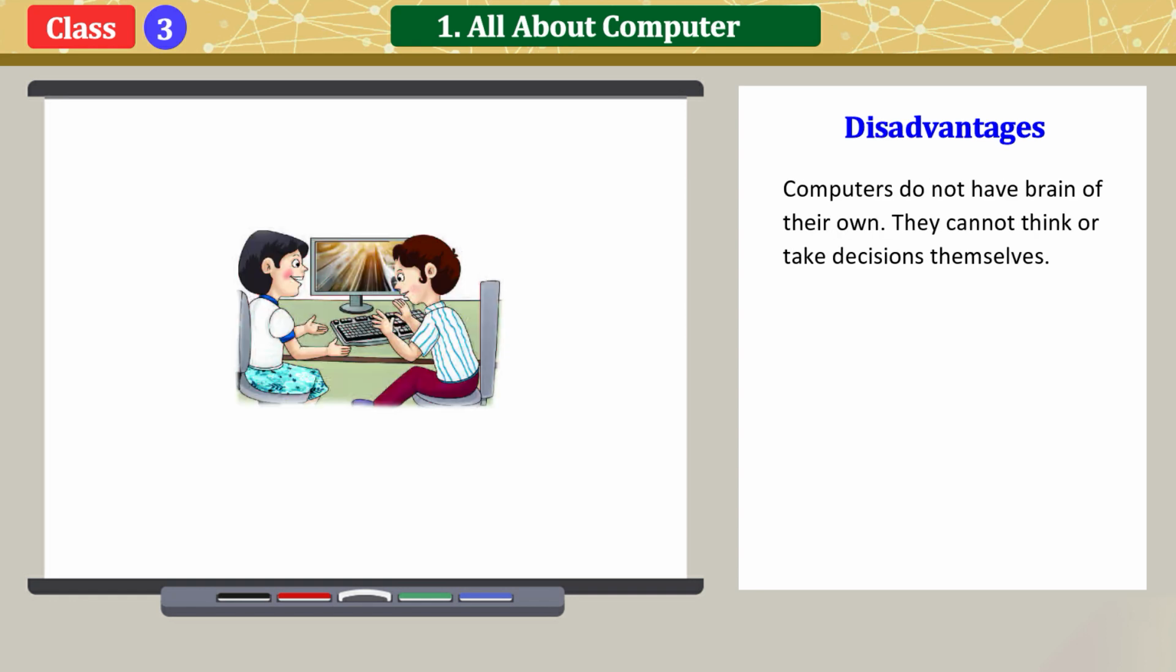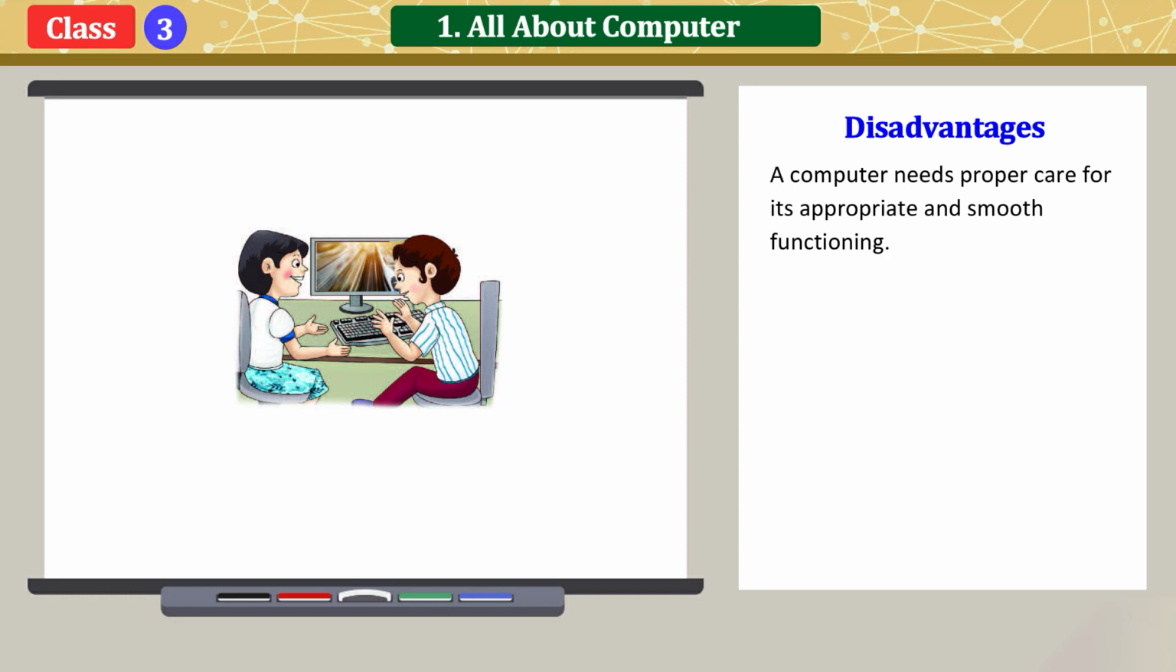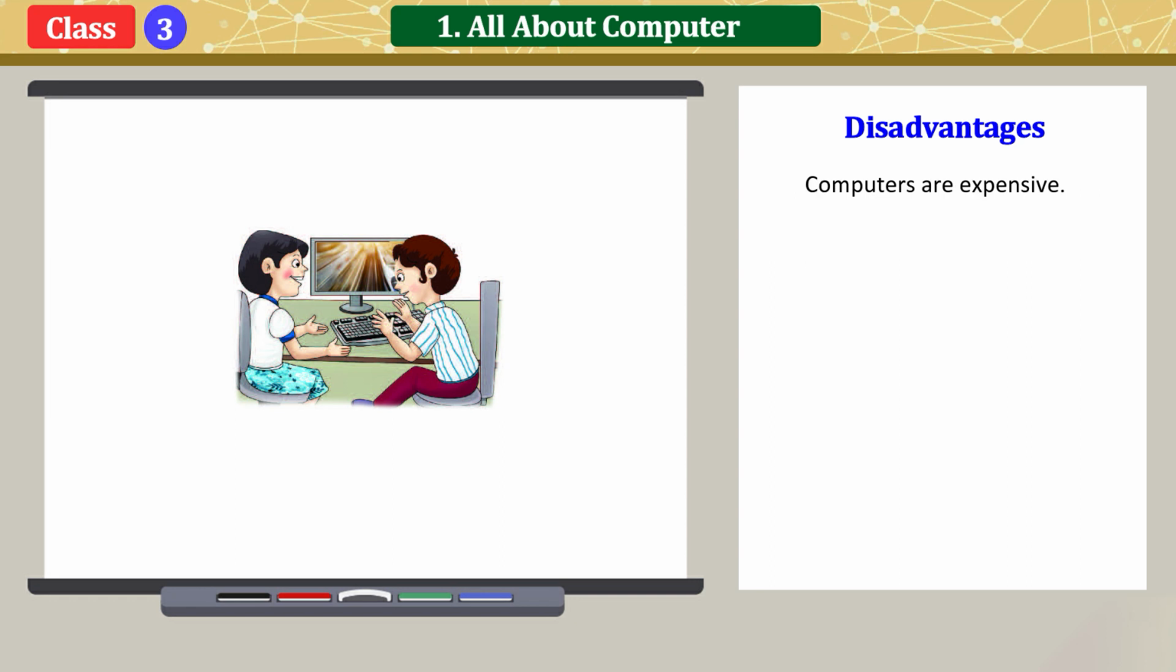Disadvantages. Computers do not have brain of their own. They cannot think or take decisions themselves. A computer needs proper care for its appropriate and smooth functioning. Computers are expensive. Computers cannot work without electricity. Computers are dependent upon humans for data and instructions.